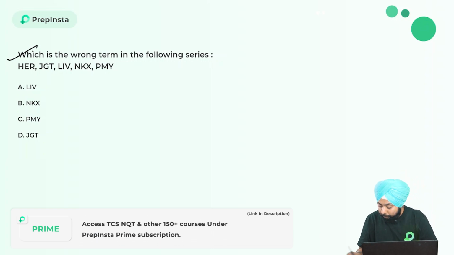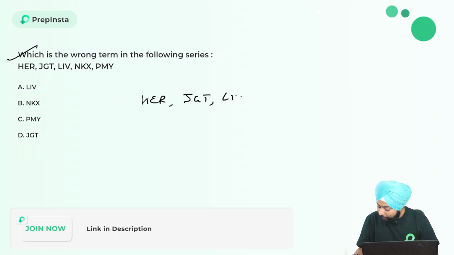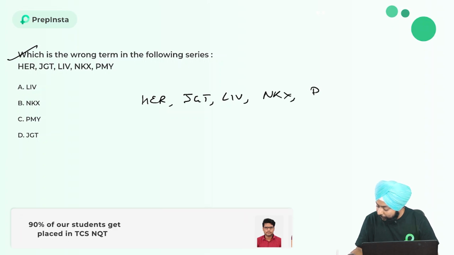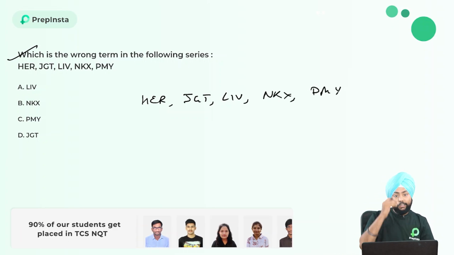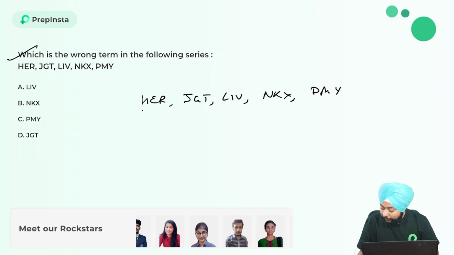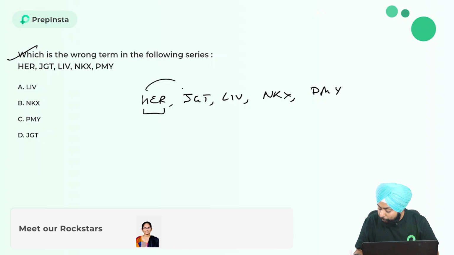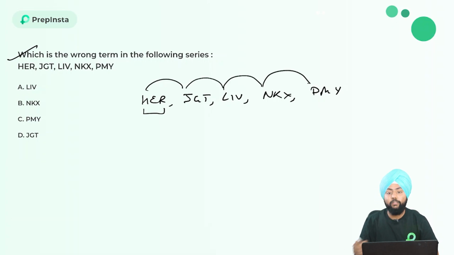Okay, let's see directly. So let me write it over here: HER, JGT, LIV, NKX, and PMY. Let's directly try to solve. There can be two kinds of logic. One can be a logic inside the group of alphabets, or there can be a logic in alternate groups of alphabets. Maybe the first alphabet will have some logic with the first alphabet. So let's see. H, I, J, K. So I can say +1 will give me J. J +1, K, L, M, N, O, P. So I can say +1. Logic is satisfying.